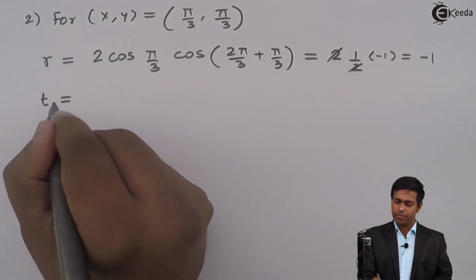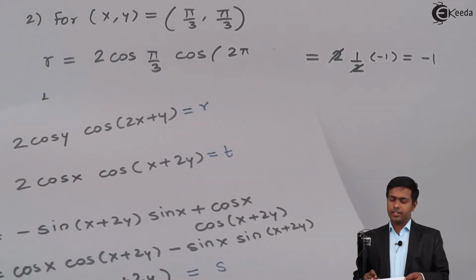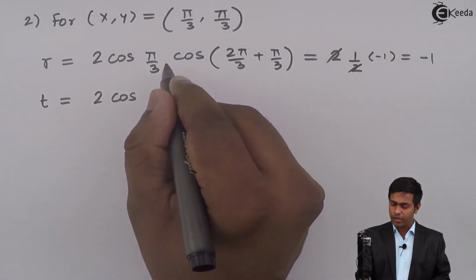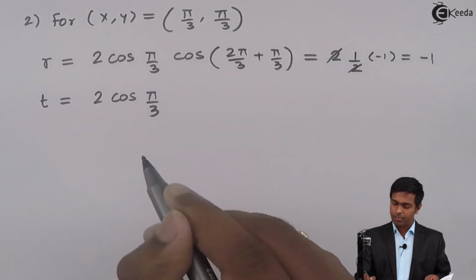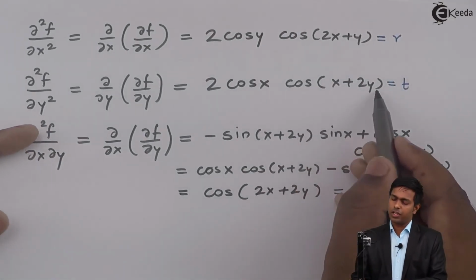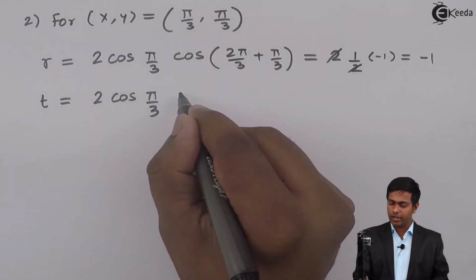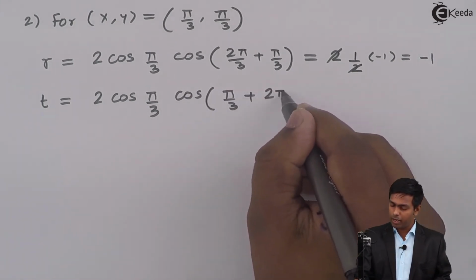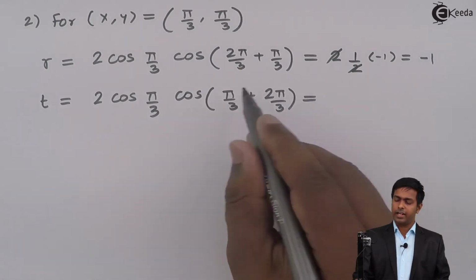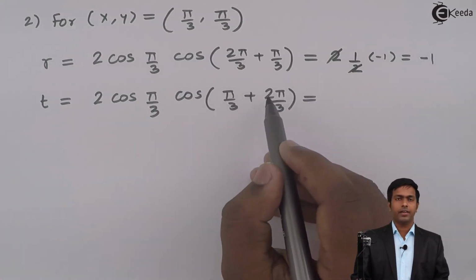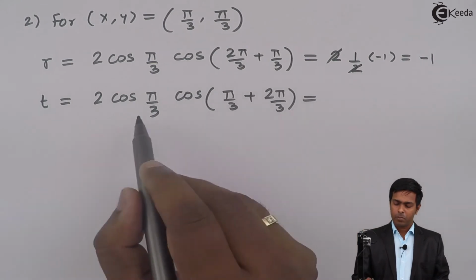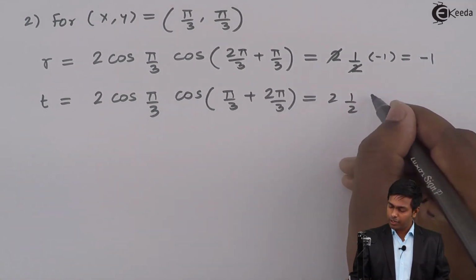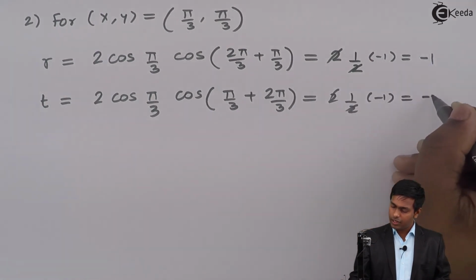Let's find out t. So t is again 2 into cos x. So 2 into cos of x is pi by 3 and cos of x plus 2y. So similar to this, we'll get cos of x is pi by 3 plus 2y, so 2 pi by 3. So here we'll again get pi, addition is pi. So cos pi is minus 1, and here again the 2 cancels, so 2 into 1 by 2 into minus 1. So we'll get minus 1.